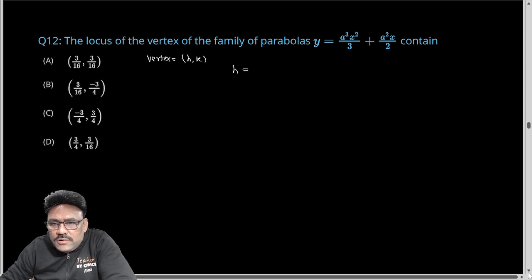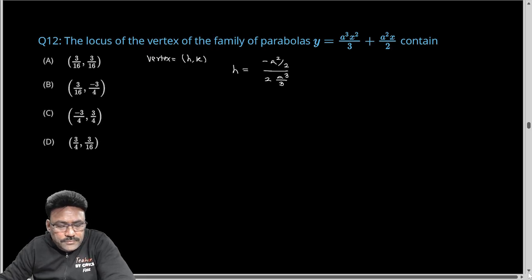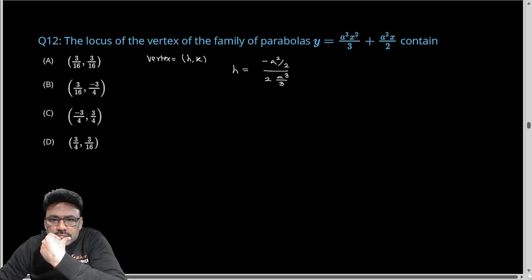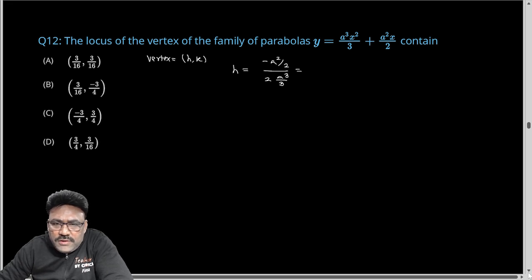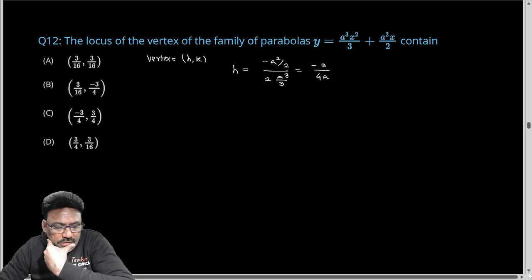So h will be what? Minus b by 2a. So minus a square by 2 divided by 2 times a cube by 3. Minus b over 2a here. So it will be minus 3 by 4a. Minus 3 over 4a here.